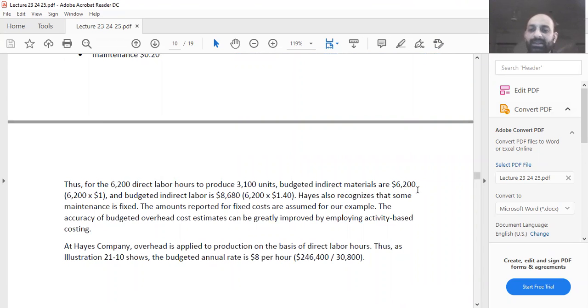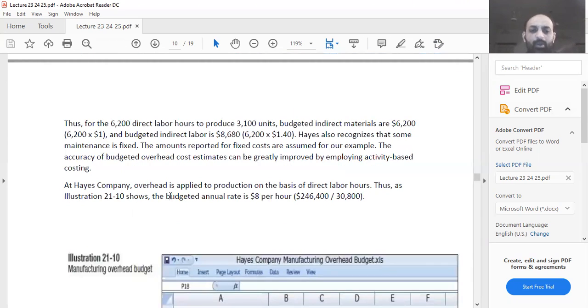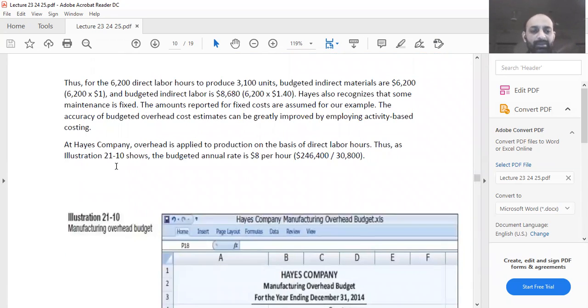Budgeted indirect materials are 6,200. Obviously, it is $1 per direct labor hour. Budgeted indirect labor is 8,680 using the 6,200 figure. And so this way, at Hayes Company, overhead is applied to production on the basis of direct labor hour. Thus, as illustration 2110 shows, the budgeted annual rate is $8 per hour.